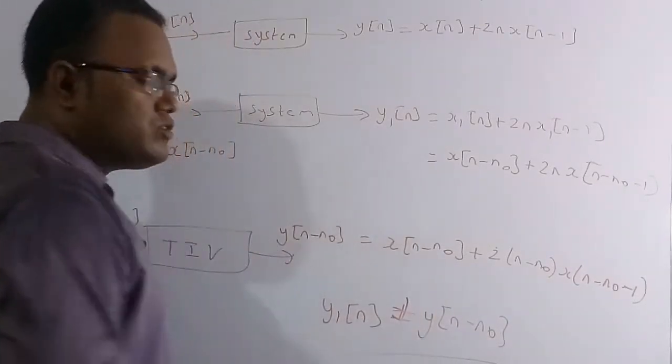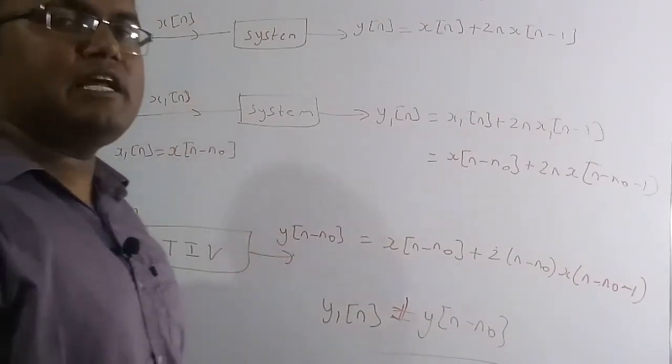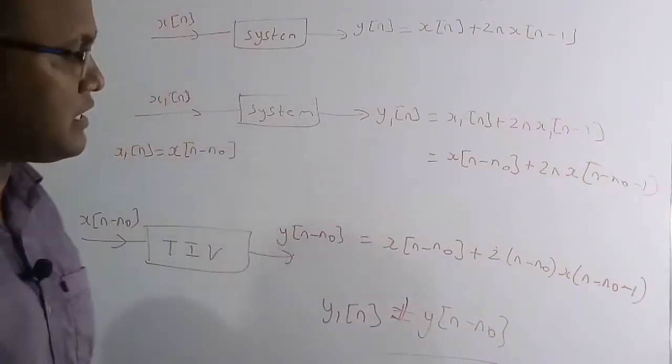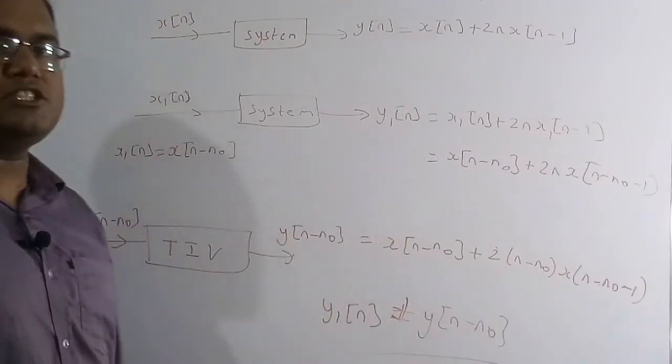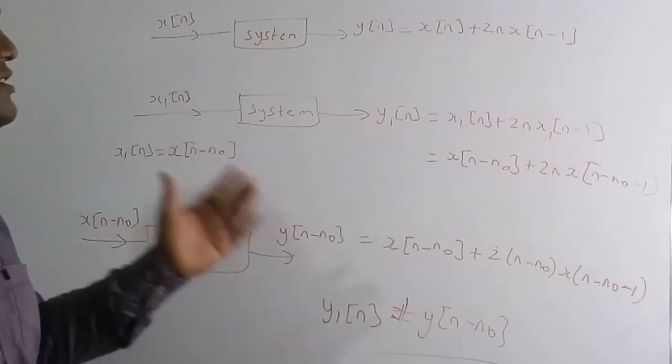Therefore we can conclude that whenever there is a small delay in the input, the same amount of delay is not present in the output. So we can conclude that this system is a time variant system. So finally we can conclude that this system is a linear system and also a time variant system.